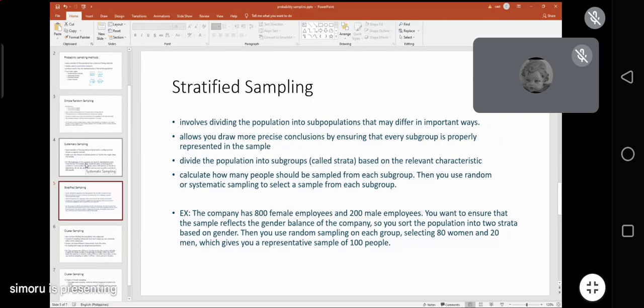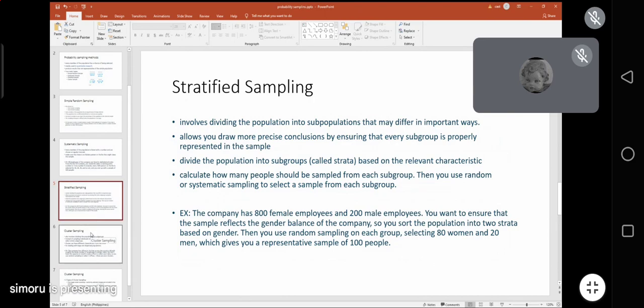So here's an example. The company has 800 female employees and 200 male employees. You want to ensure that the sample reflects the gender balance of the company. So you sort the population into two strata, or two subgroups, based on their gender. Then you use random sampling on each group, selecting 80 women and 20 men, which gives you a representative sample of 100 people.